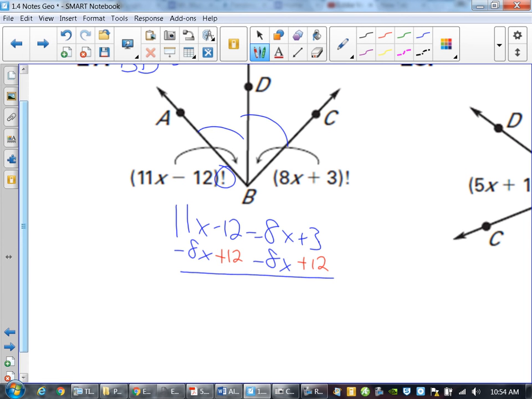So now I'm left with what? 3x equals 15. What do you get for x? Now, don't forget, it's not only solve for x. I think this question asks to find the measure of ABC. So if you have to find the measure of ABC, what do you do with the 5? You go right back into the equation, into both angles, to make sure you didn't screw up. So if I substitute x here, what's 11 times 5? What's 55 minus 12?